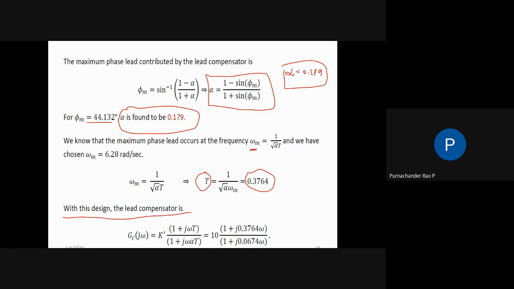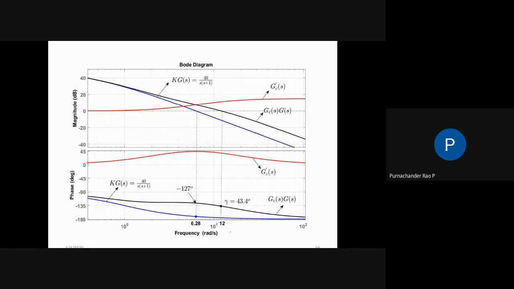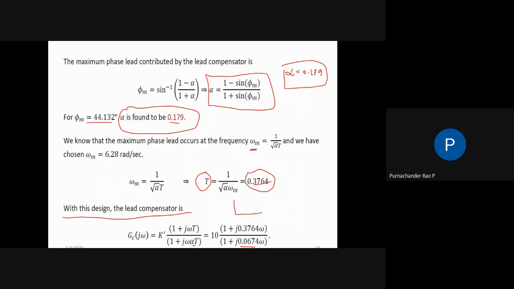Then you can design your compensator like this. The compensator Gc of j omega is equal to 10 into (1 plus j 0.3764 omega), divided by (1 plus j alpha T omega). Alpha into T is nothing but 0.179 times 0.3764, which is going to be 0.0674 omega. So this is your compensator.